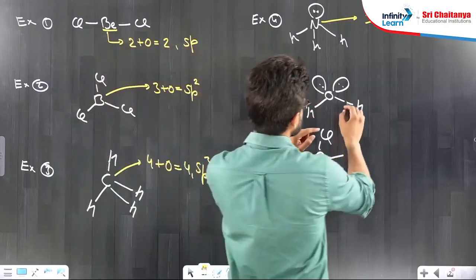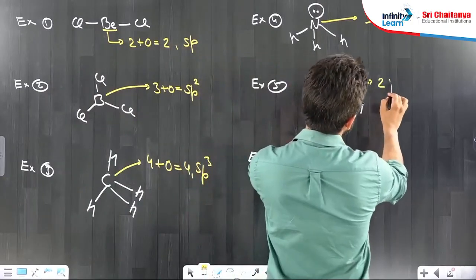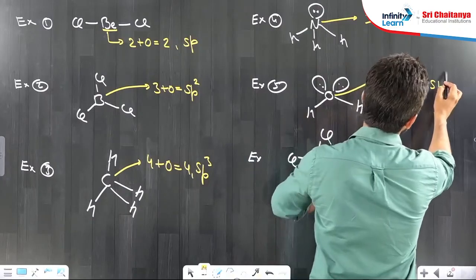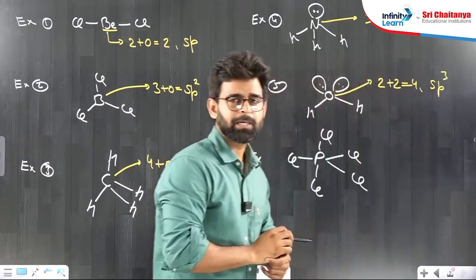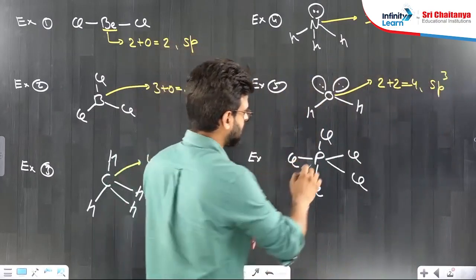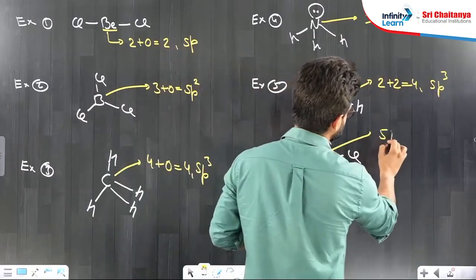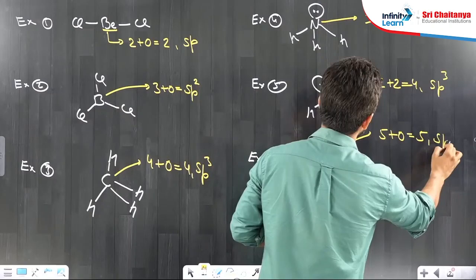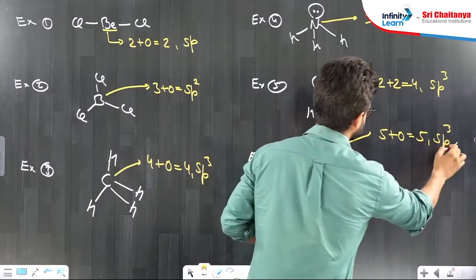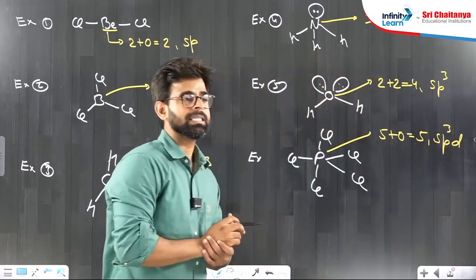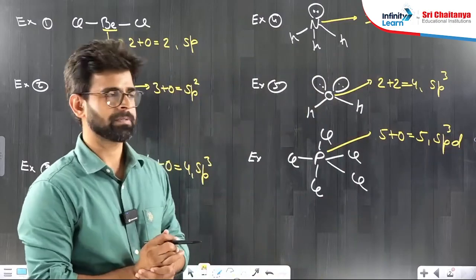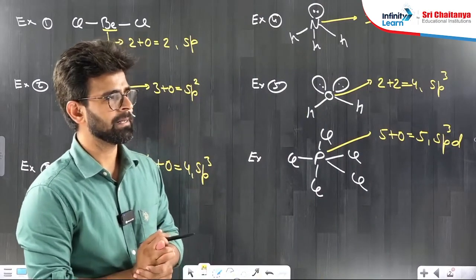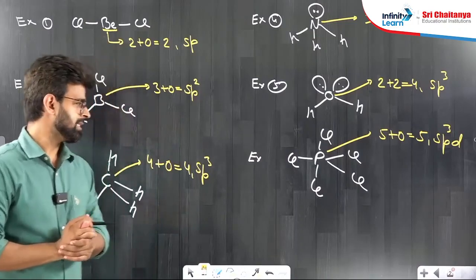Oxygen we can see now. Here oxygen, 2 sigma bonds plus 2 lone pair. Total sum is what? 4. 4 means what hybridized again? sp3. Clear? Easy. Now this one, P, phosphorus here. 5 sigma bonds, 0 lone pair. So 5 total sum is coming. And 5 means what? It is sp3d hybridized. Is it clear? Right? Easy. Fine. Now the next part we can see.